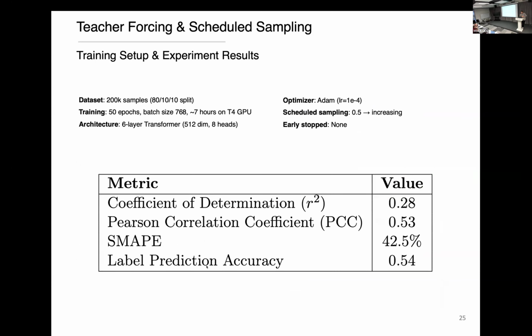And here are our first results. We achieved an R-squared metric of 0.28 for mass fluctuation prediction, and it's quite low, I would say. That's why we tried to enhance this in future iterations. While this might seem modest, it's important to remember that mass fluctuation patterns are highly variable and noisy, even for the same movement.